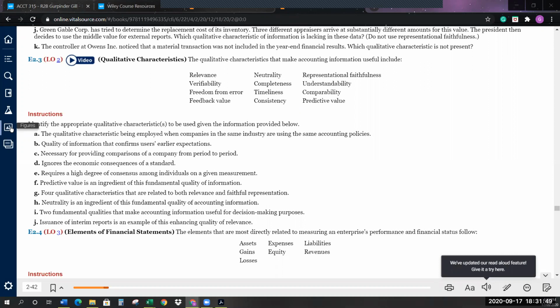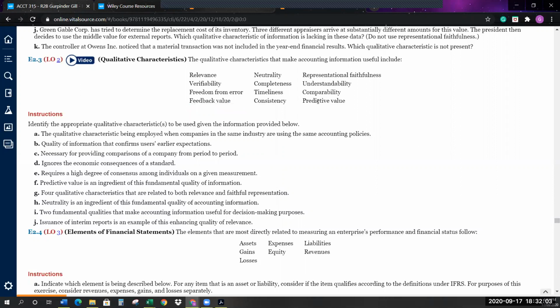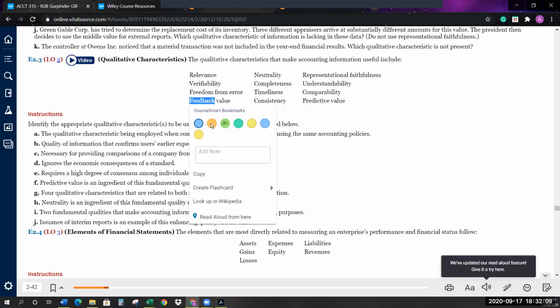They are looking for predictive value. Thank you. Predictive value, okay, slight difference. Somebody said predictive value and I just ended up saying the same thing, but it's not predictive value, it's feedback value. Predictive value is when you're looking into the future. Feedback value is when you're looking at the past.